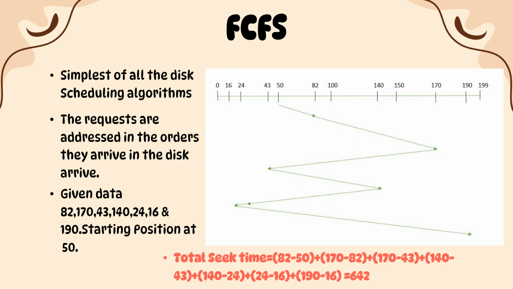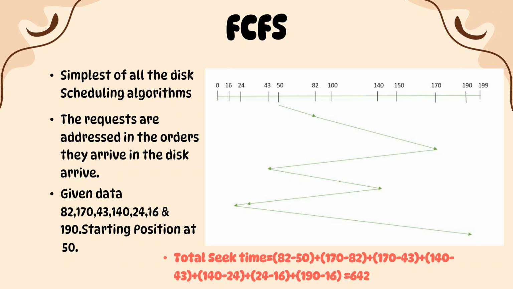For this, we now have to compute the seek time. Here, the total seek time is calculated as follows. The current position is 50, and the data is available at position 82. So we move from 50 to 82. What is the movement here? That is 82 minus 50. That much distance the read and write head moves.